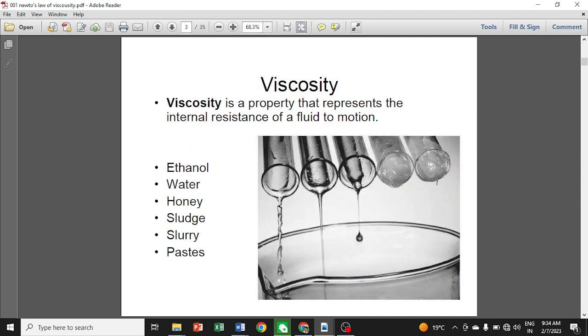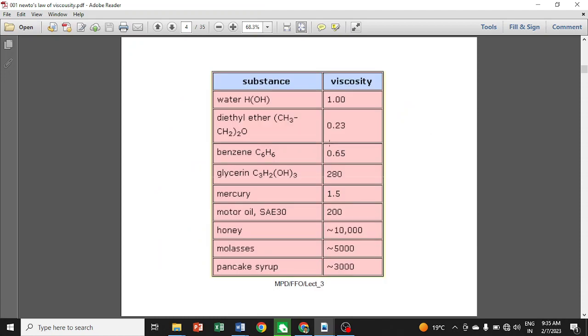Viscosity is a property that represents the internal resistance of a fluid to motion. What is the meaning of that? It means suppose there is a fluid. The fluid is made of various layers, and these layers develop internal resistance to each other, which affects its flow.